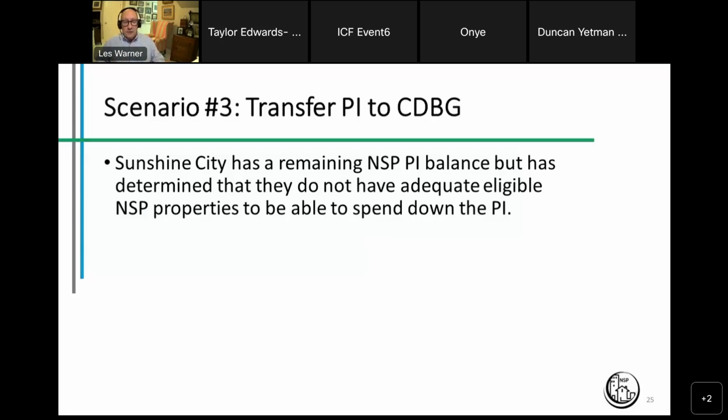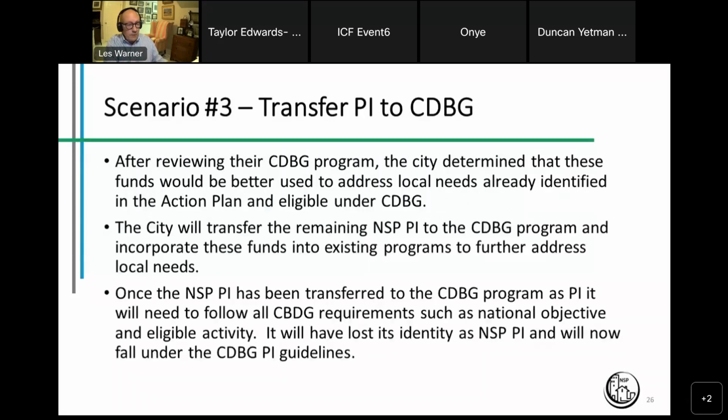Being able to transfer NSP program income to your CDBG program and maybe target it to your infrastructure program could be not only a quick way for you to address those unmet needs that you're seeing in your regular CDBG program, but it also would be a quick use and spending down of that program income balance that's being transferred. So as part of that process, again, it's doing that analysis of, what do we know about our CDBG program? What's the unmet need?